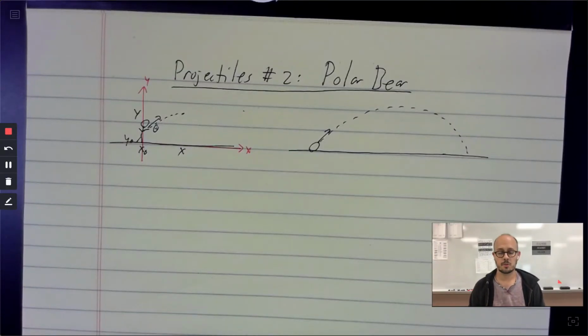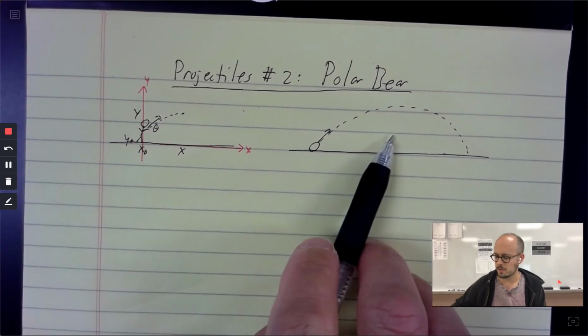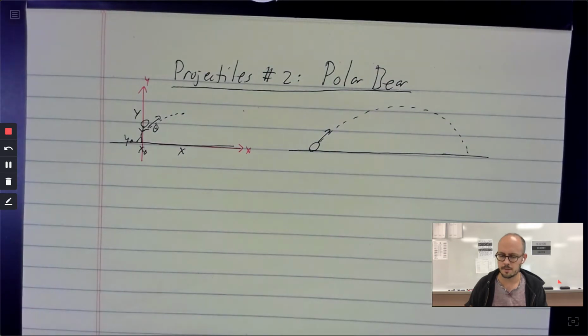Hey folks, so this is the polar bear problem from the projectile set. It's about a maximum height, or the vertical, of the polar bear. It's a silly problem. I drew a beautiful picture of a polar bear here that we're going to analyze, and I drew a bigger picture of the trajectory. This question concerns the topic of maximum height.